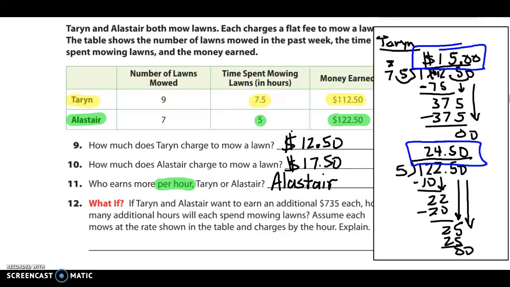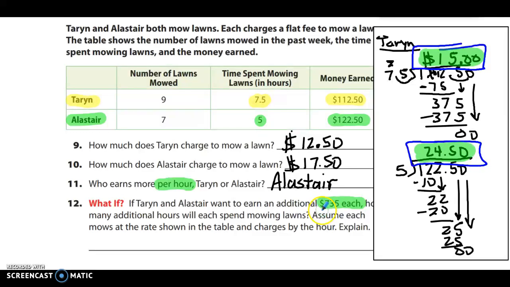All right, last question, number 12. If Taryn and Alistair want to earn an additional $735 each, how many hours will each need to spend mowing lawns? And explain. Well, we're going to need these numbers right here because they want to make another $735. What we know about Taryn is that she makes $15 an hour, and Alistair makes $24.50 an hour. Well, how are we going to get up to $735?